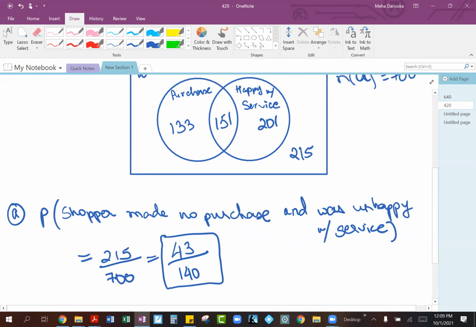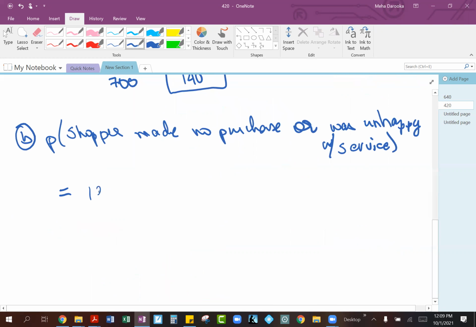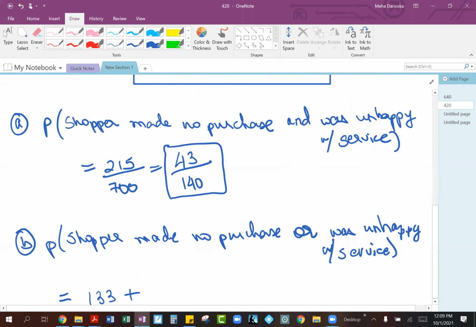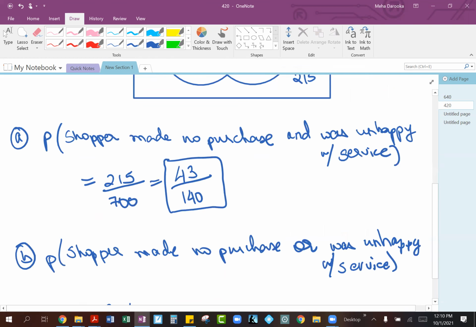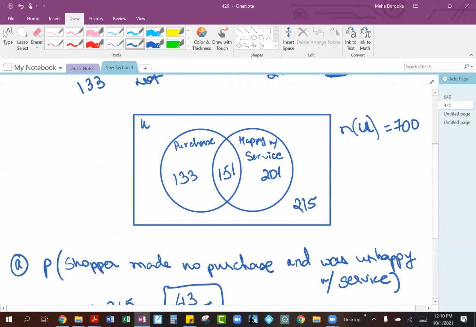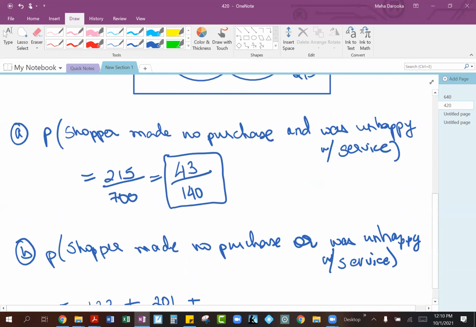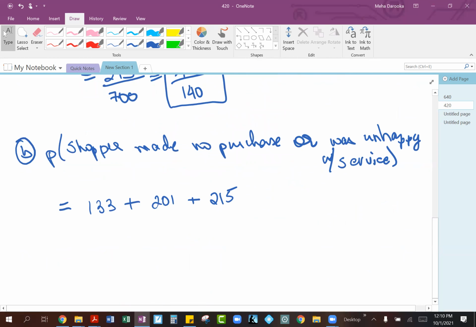So yeah, the 133 were the people who made a purchase, but obviously they were unhappy with the service, so they get included in here. Then you've got the 201 who were happy, but they made no purchase, so they fall under the no purchase category, so they definitely get added in here. And then the last one, of course, is the 215, which is what you did in part A, so you include that also.